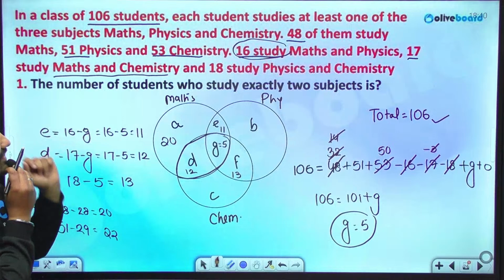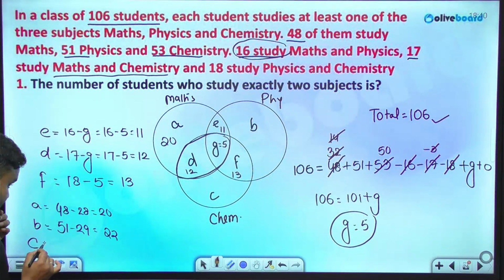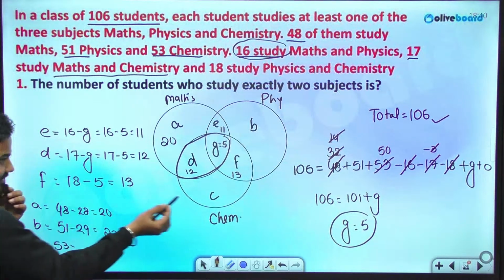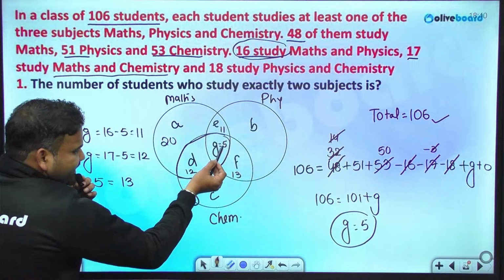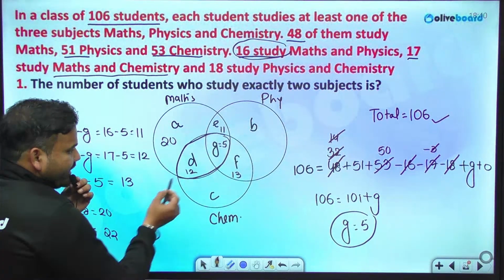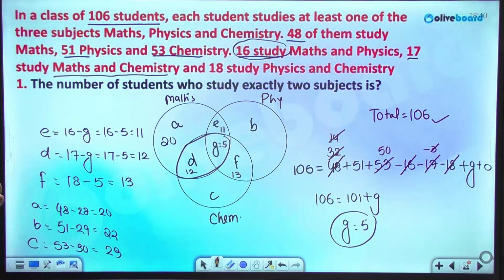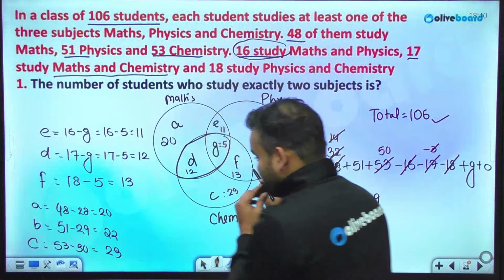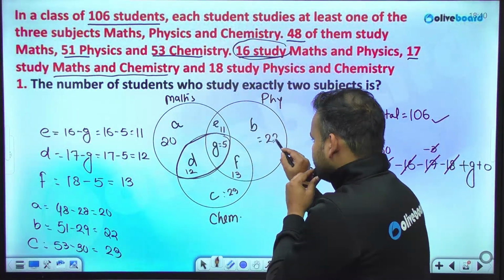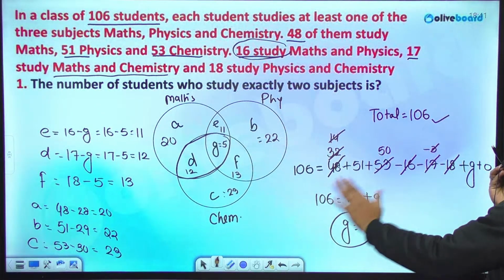And what about chemistry? Only chemistry. So the entire set of chemistry is 53. 53 minus 13 plus 5 is 18, 13 and 5 is 18, 18 plus 12 is 30. So eliminate 30 from 53. So that is 23. So this is 23. And what about B? B will be 22. All the values are known now.